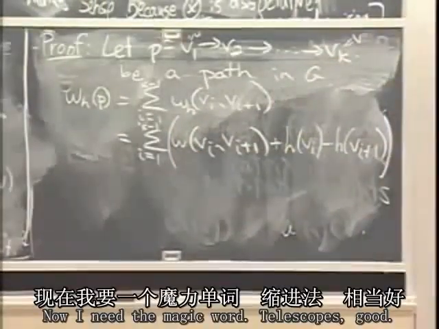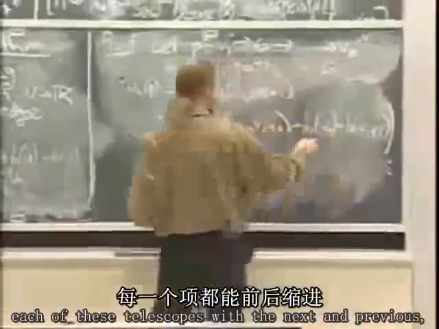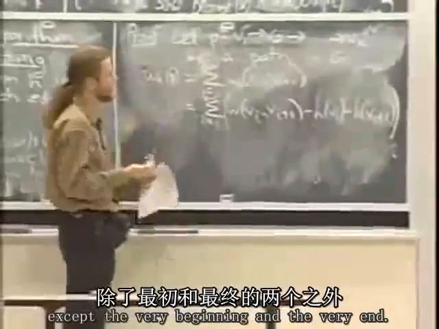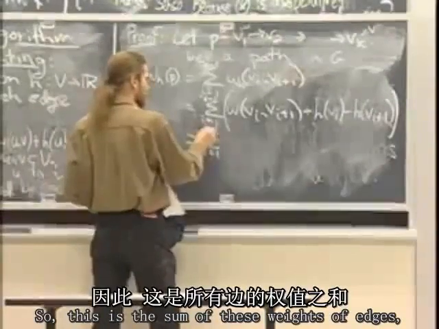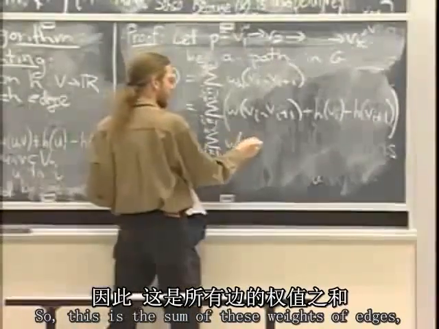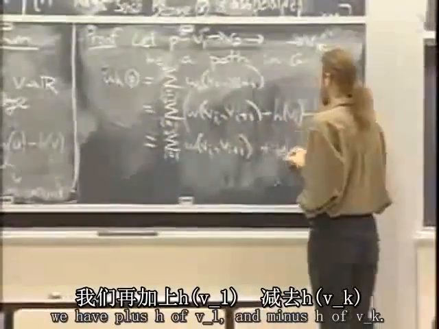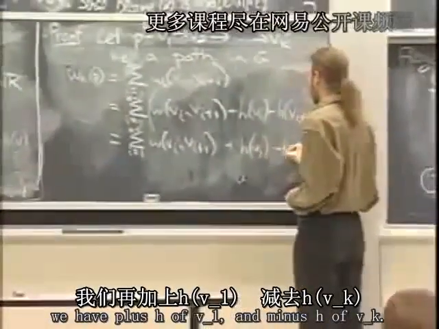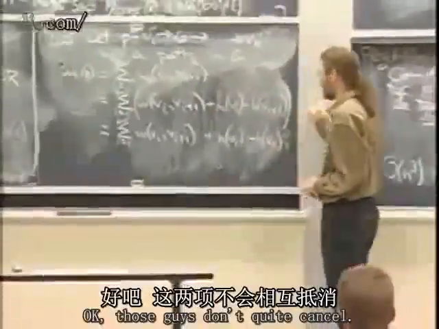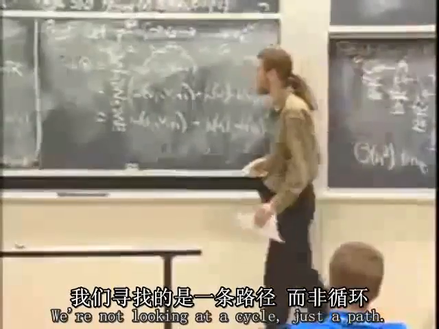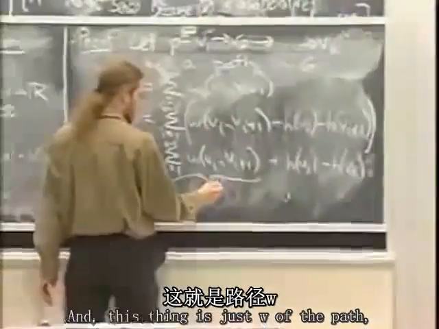Now I need the magic word. Telescopes. Yeah, good. Now this is obvious. Each of these telescopes with an extra previous, except the very beginning and the very end. So this is the sum of these weights of edges. But then outside the sum, we have plus h of v1 and minus h of vk. Okay, because those guys don't quite cancel. We're not looking at a cycle, just a path. And this thing is just w of the path.